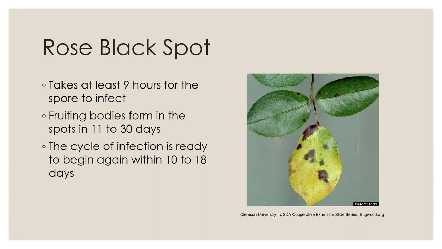So one of the reasons you hear about not watering in the evening is with fungi, they need to stay on a surface to infect, and it can be as little as 2 hours, but in the case of rose black spot, it takes at least 9 hours for the spore to actually enter the leaves, and then fruiting bodies will form on the spots from 11 to 30 days, and then the cycle's ready to begin again within 10 to 18 days. So it's a never-ending cycle.